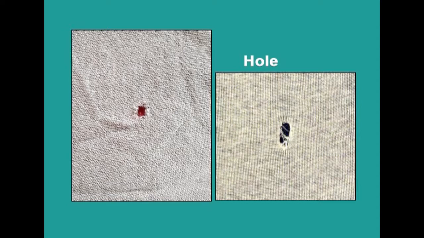So, then we have another major defect called a hole. Holes in fabrics are usually caused by broken needles, and so it is very difficult to accept these fabrics for apparels or for home furnishings.